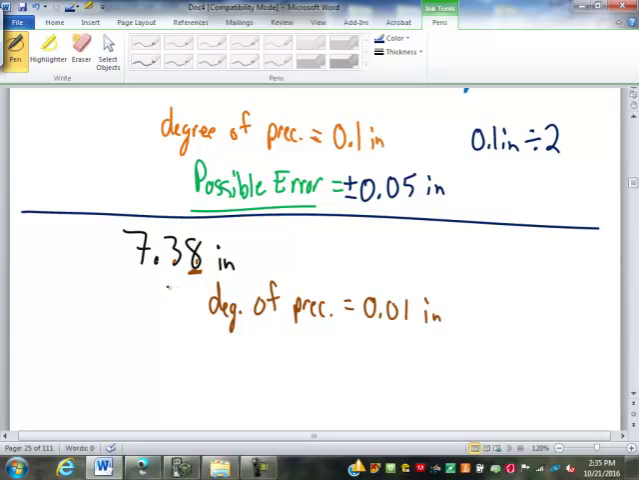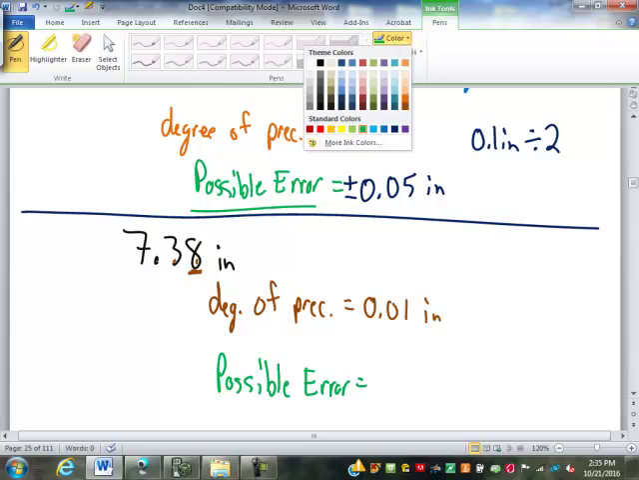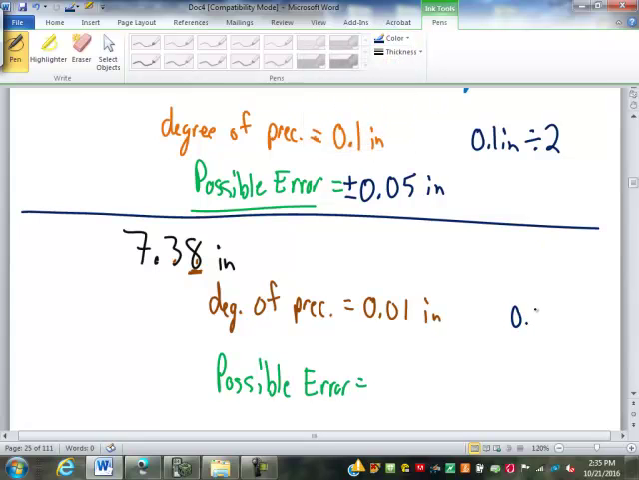For this one down here, 7.38, we had a degree of precision of 1/100th of an inch. Our possible error is going to be found by taking that 1/100th of an inch, 0.01, divided by 2, which is going to give us, I heard somebody whisper it, 0.005 inches. So that is plus or minus 0.005 inches, or plus or minus 5/1000ths of an inch.